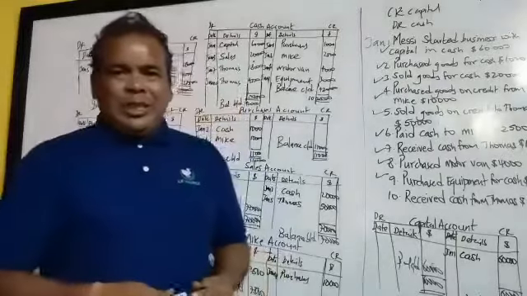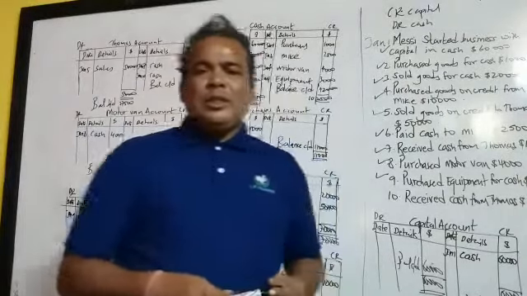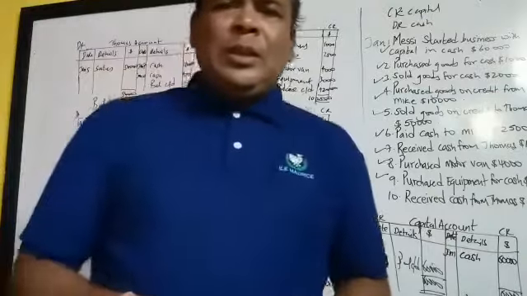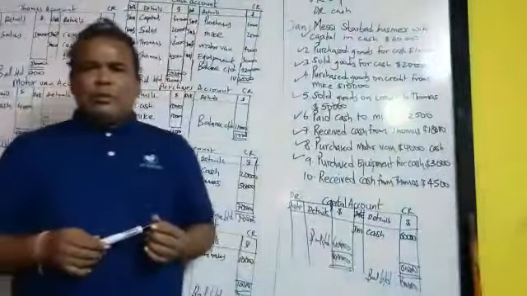We have to know the double entry. Once the double entry is known, then we can record it in the ledger. Very easy. We just have to remember the double entry. We have to debit the account, and the other account we have to credit.